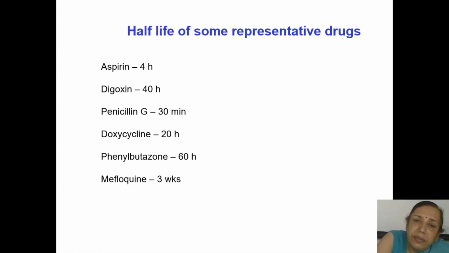So if the half-life is long, that means the levels remain there for a longer time, thereby the effect also lasts for a longer time. And you will come across examples of a category of drugs which were earlier taken 3 times a day, 2 times a day. You have newer drugs available with a longer half-life where the compliance is better because the drug needs to be taken only once a day. So the effect is seen for a longer time following a single administration.